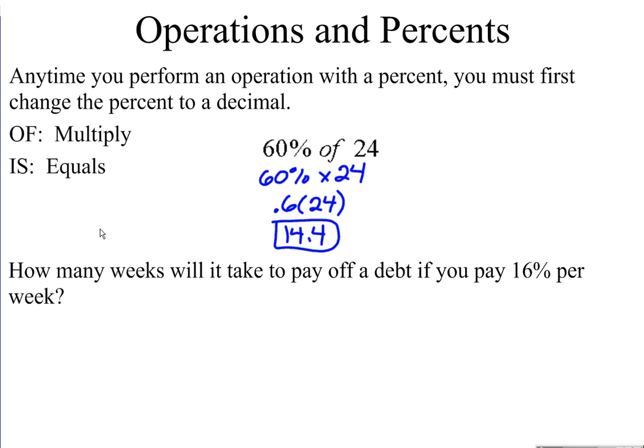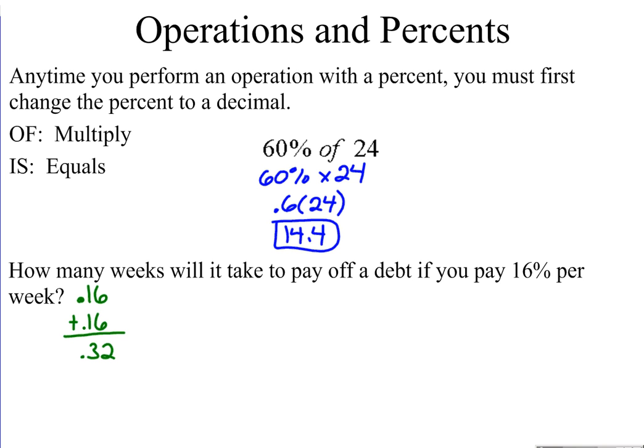We know if we're going to pay off the entire debt, the entire amount is represented by 100%. So basically what we need to do is take this 16%, keep adding 16% to itself because that's what we're going to pay each week, and see when do we get to 100%. So in week 1, I would pay 16%. Week 2, I'm going to pay another 16%.